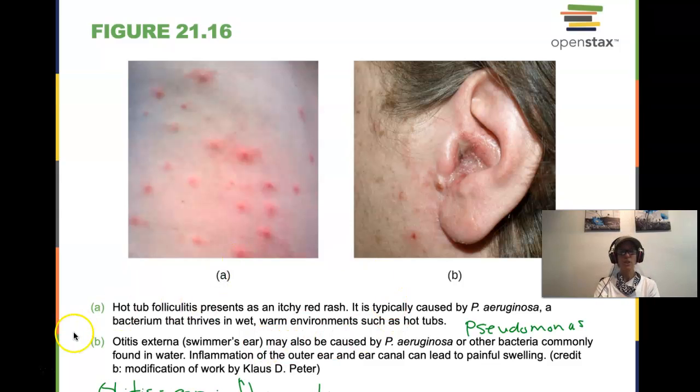The second image is swimmer's ear, also caused by Pseudomonas aeruginosa. The medical term is otitis externa: external, itis, inflamed, and anything with oti or otic is the ear. So it's the outer ear canal. And again, the presence of those Pseudomonas bacteria causes inflammation and itchiness in the ear.